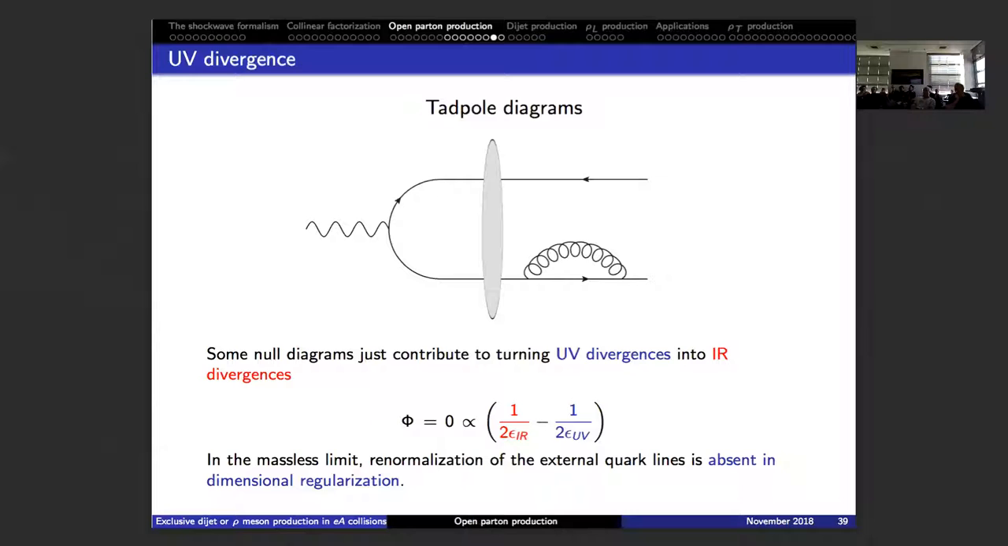Exactly, but you get 1 over epsilon infrared and 1 over epsilon UV. So either you're saying this is 1 over epsilon infrared, and you're multiplying this by square root of Z, which will cancel your UV divergence, or you're just saying this is zero and I don't need Z. That's what people do, usually. So you're canceling infrared and the ultraviolet. Yeah, right. Okay, that's exactly it.